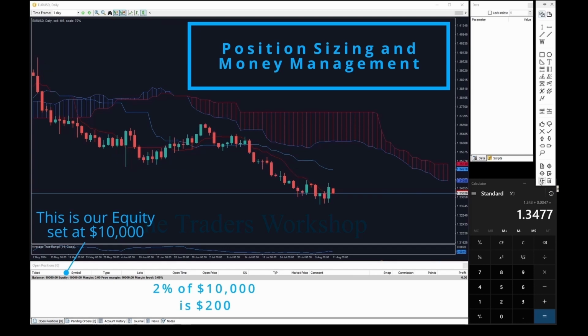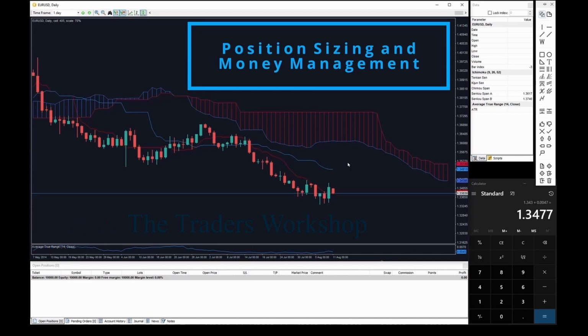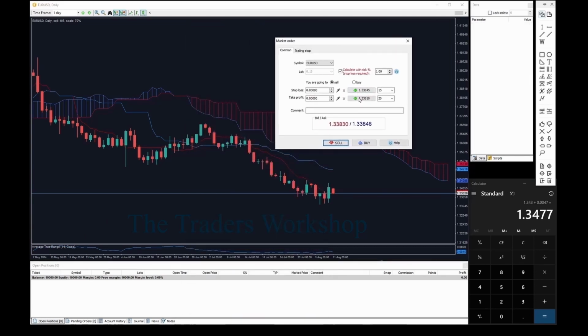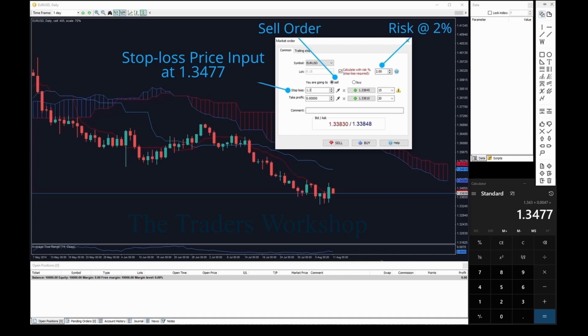Pressing F2 to call the order pop-up window. Make sure that the calculate with risk percent is checked. And we will risk 2%. We are going to sell the market. And our stop-loss price at 1.3477. Let's review our order. 2% risk. Sell trade. Stops at 1.3477.